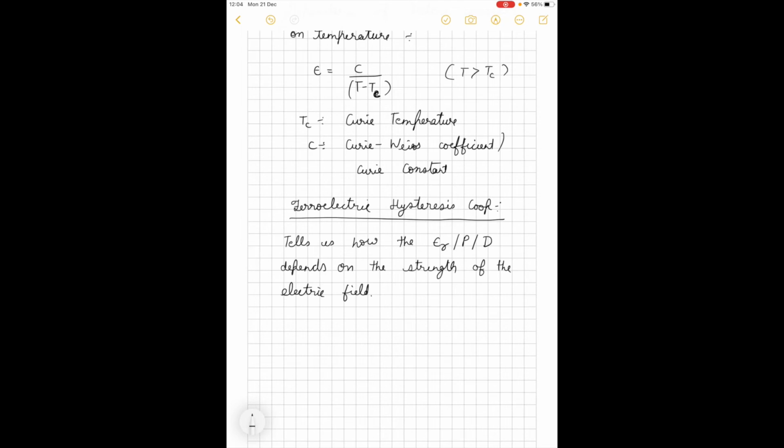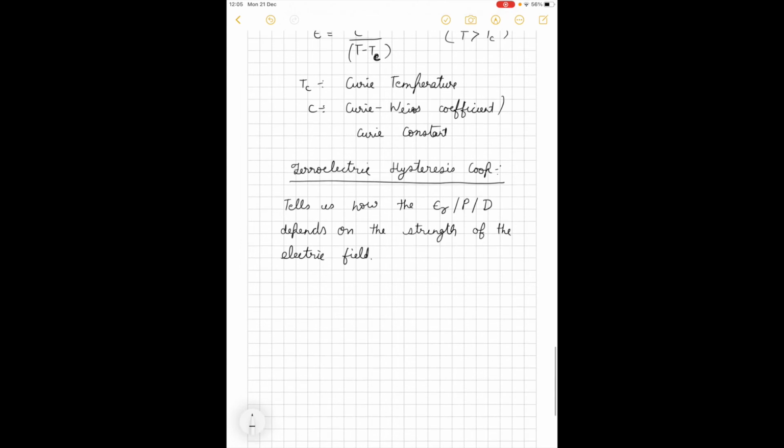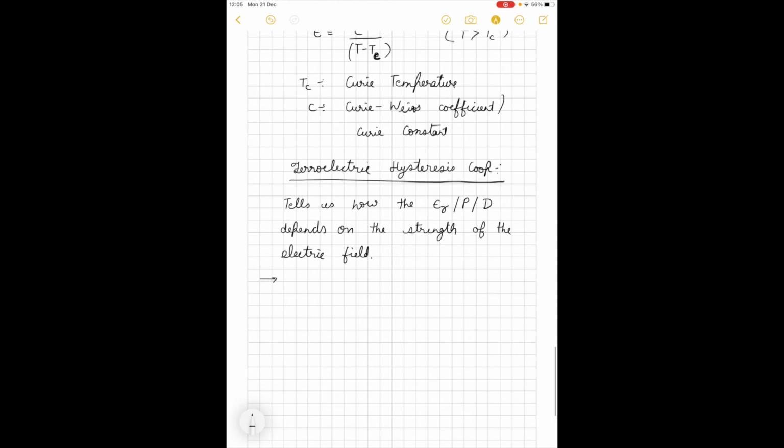But before going into the detail of the hysteresis loop itself, I want to introduce a few quantities which are really important to understand the hysteresis loop. So there are basically three quantities and phenomena. The first one is saturation polarization, which we will denote as PS.